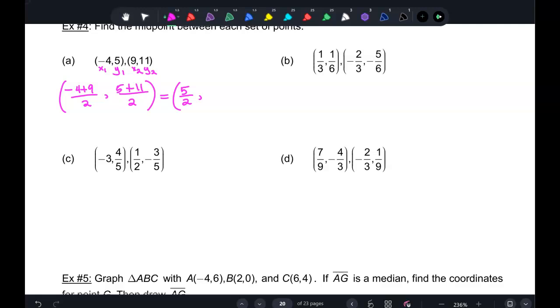I don't need to write that as a decimal. I don't have to write 2.5. You have to simplify it. 16 over 2 comes out to be 8. And that's our answer. So just simplify before writing it. You want to simplify it.